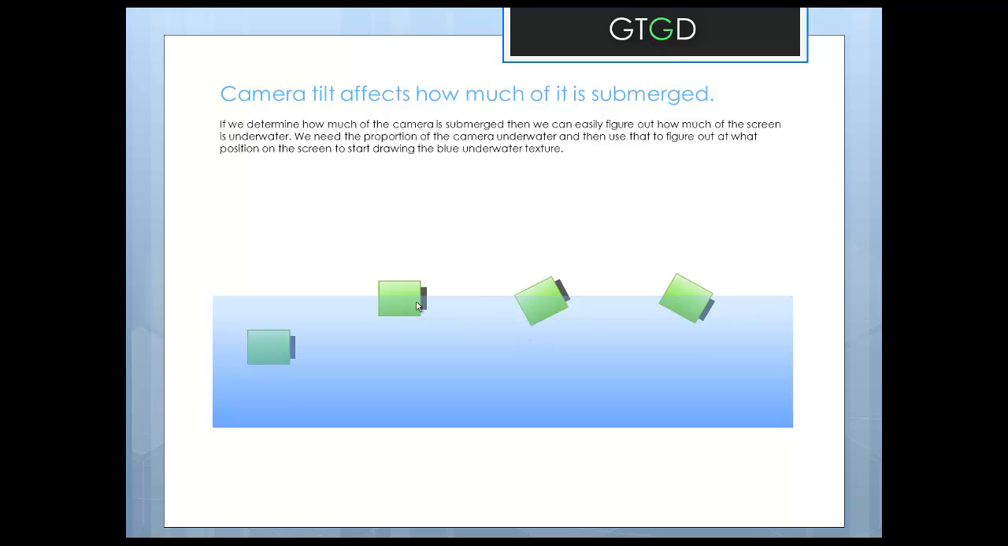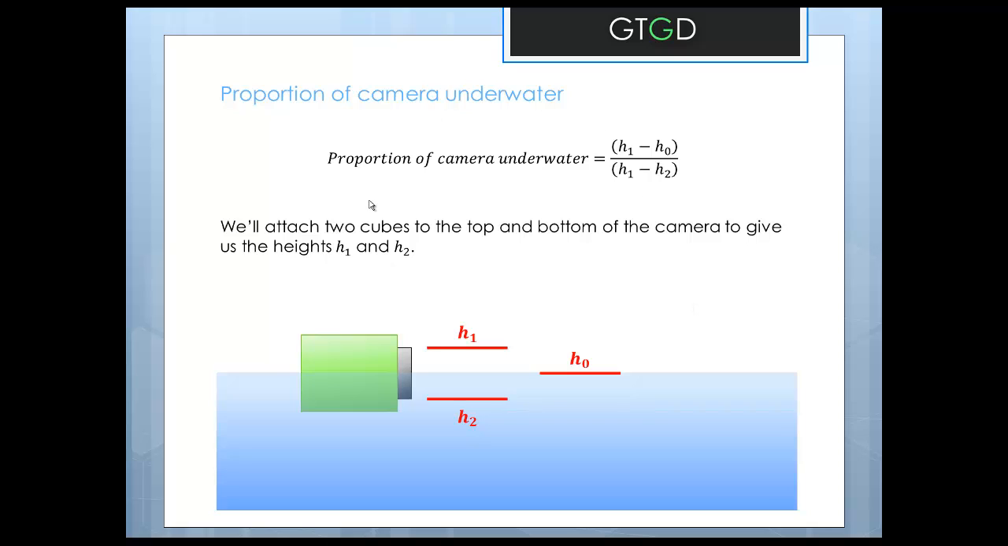Now if that same camera, even though the height is the same, the player looks upwards, you'll notice that the camera now is less submerged, or if they look downwards, they're fully submerged. So we need to do a bit of a calculation to figure out the proportion of the camera submerged in the water. So this is it. The proportion of camera underwater is the height 1 minus the water height, which is 14 meters in our case, divided by the height 1, the top of the camera, the viewing portion of it, minus height 2, which is the bottom portion of the viewing area of the camera.